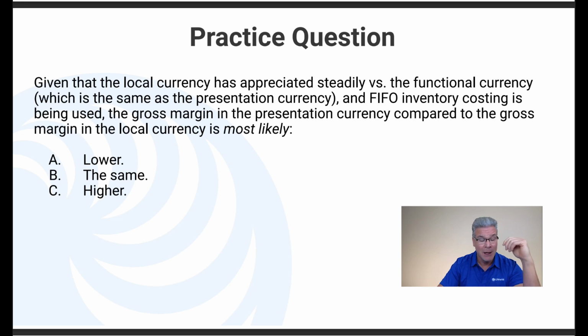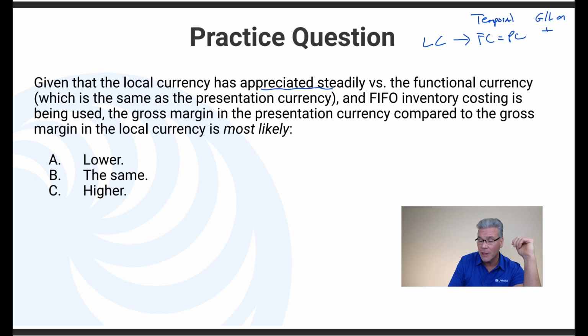So the first multiple choice, again, was the local currency has been appreciating steadily versus the functional currency, which is the same as the parent currency. All right, so we know the functional currency equals the presentation currency. You know that means the parent controls. We're using that temporal method. Any gain or loss is going to go right on the income statement. The parent is actively involved, right? Functional primary economic environment, parent currency.